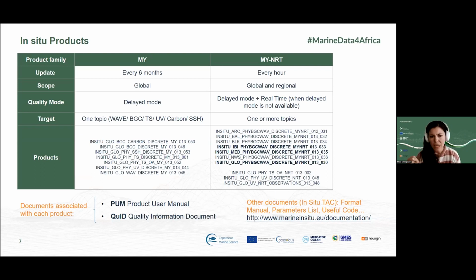The scope is both global and regional. So there is a dedicated real-time product for each region. As I mentioned earlier, you will find near real-time products for the Mediterranean, for the Iberian, Biscay, and Irish Sea, and the general one, which is included in the global product. These products contain both delayed mode and near real-time QC when we don't have any delayed mode quality control applied. And the topic of these files is whatever the platform is recording, since we provide the data in files for each platform because we have a platform-oriented system.